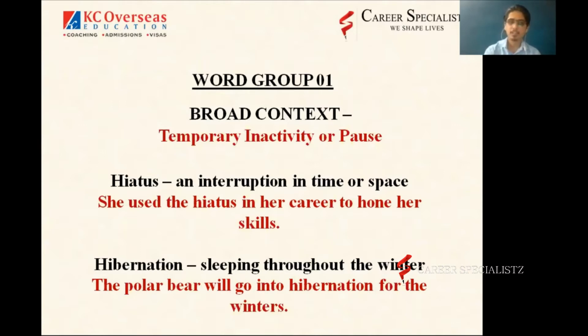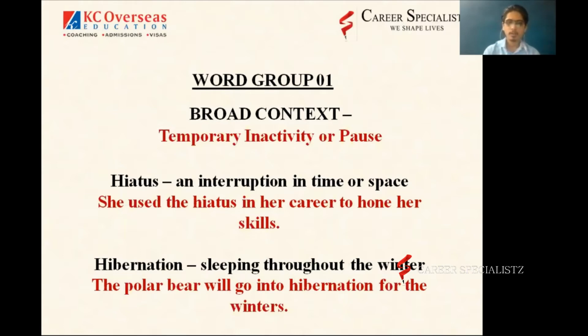The sentence for this particular word can be, she used the hiatus in her career to hone her skills. So she basically provided a break in her career as an opportunity to develop or enhance her skills.